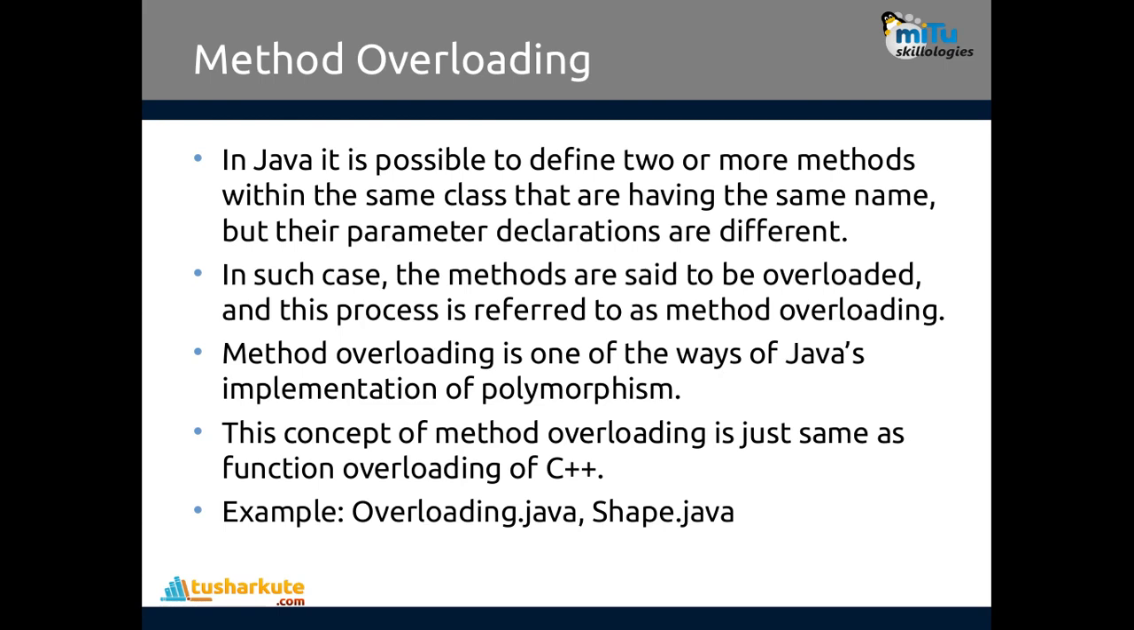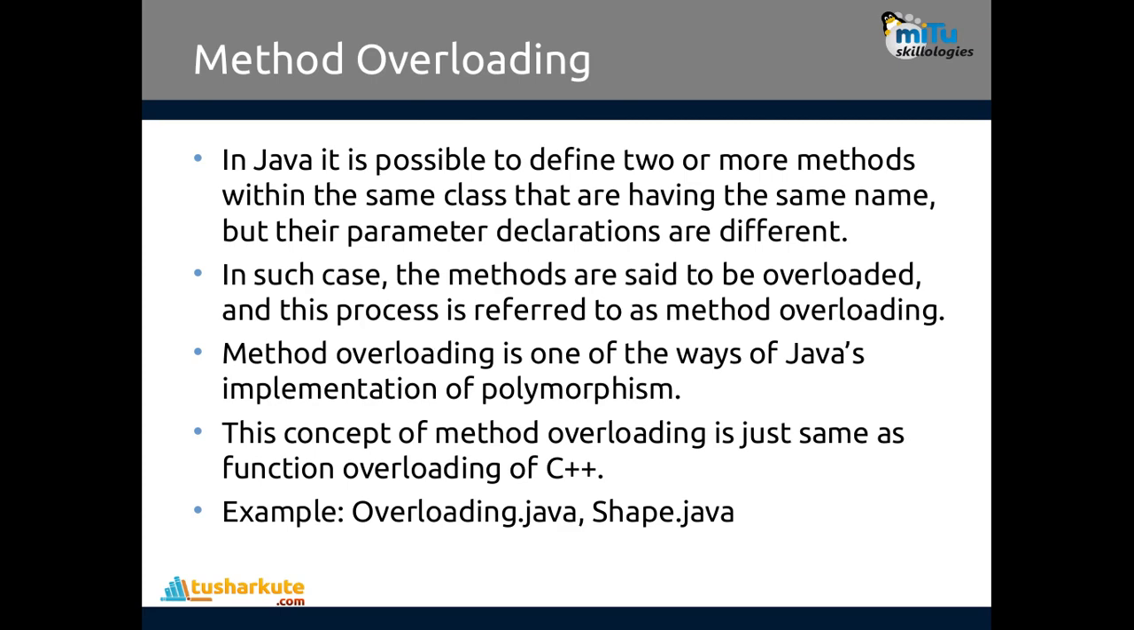Now we have seen the constructor overloading. Now let's talk about a different mechanism of the Java programming language called method overloading. What do you mean by method overloading? In Java it is possible to define two or more methods within the same class that have the same name but whose parameter declarations are different. In such a case, methods are said to be overloaded, and this process is referred to as method overloading. Method overloading is one of the ways of Java's implementation of polymorphism. This concept of method overloading is just the same as function overloading in C++.